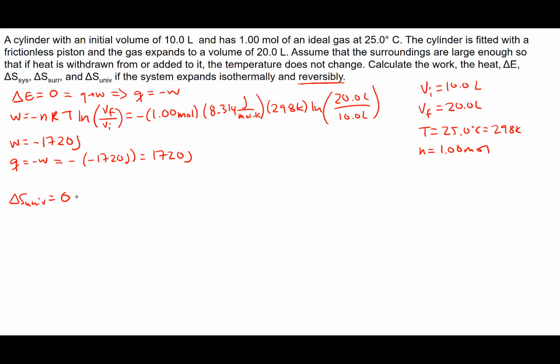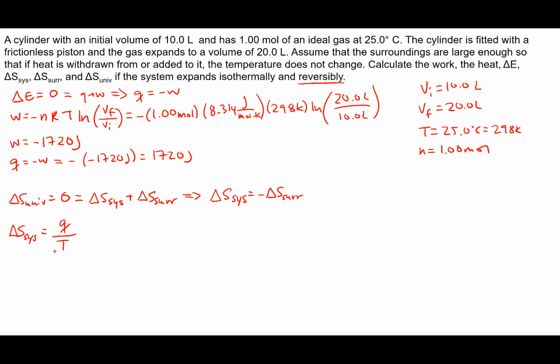And we also know that delta S universe is equal to delta S system plus delta S surroundings. So if we know that, then that directly tells us that delta S system is going to be equal to negative delta S surroundings. So the way to approach this, delta S system is going to be equal to the heat divided by temperature in this case.